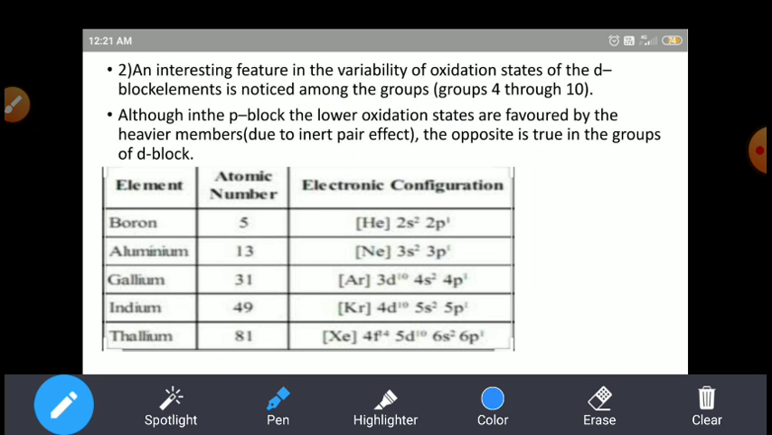Look here, students. Boron exhibits the +3 oxidation state, and aluminum also exhibits the +3 oxidation state, and gallium also exhibits the +3 oxidation state, right? When you come to indium and thallium, the last two elements of the P block, they exhibit an oxidation state two units less than the above species.